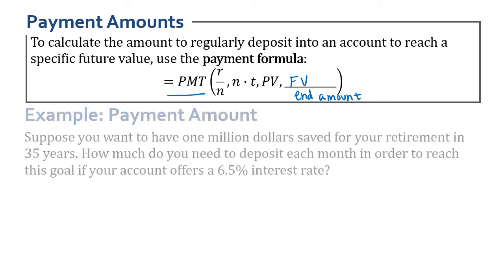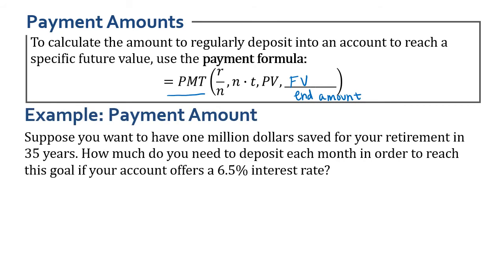So let's look at an example of this. Suppose you want to have $1 million saved for your retirement in 35 years. That would be amazing. How much do you deposit each month in order to reach this goal if your account offers a 6.5% interest rate?